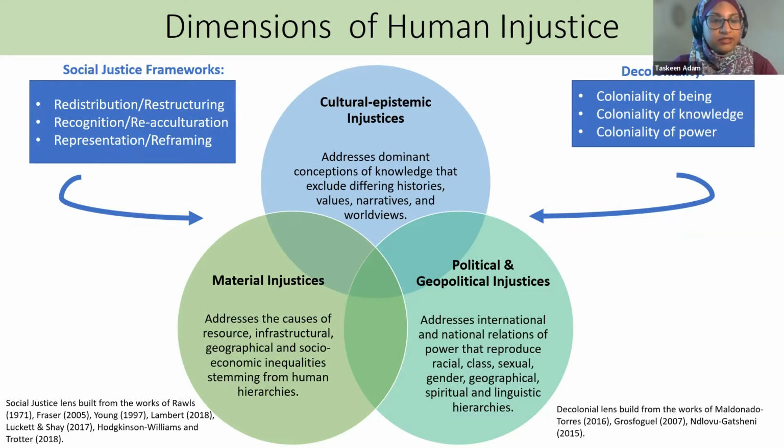So the first one was material injustices, which I think is the most straightforward. This addresses the causes of resource, infrastructural, geographical, and socioeconomic inequalities stemming from human hierarchies. Then we get to political and geopolitical injustices, and this addresses the international and national relations of power that reproduce class, racial, sexual, gender, geographic, spiritual, and linguistic hierarchies. You could say something like the international development movement falls under this critique. Then we have cultural-epistemic injustices, which addresses the dominant conceptions of knowledge that exclude different histories, values, narratives, and worldviews. So that is the conceptual framework that I've taken in my research.